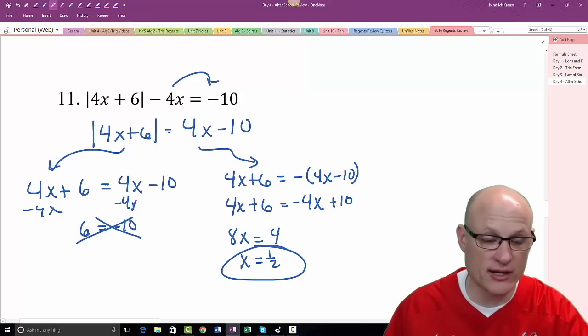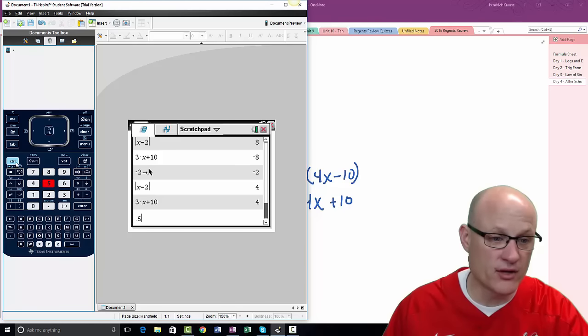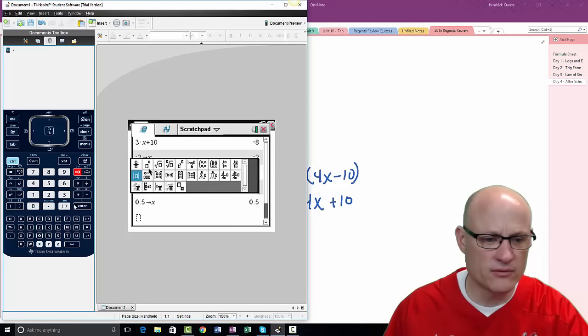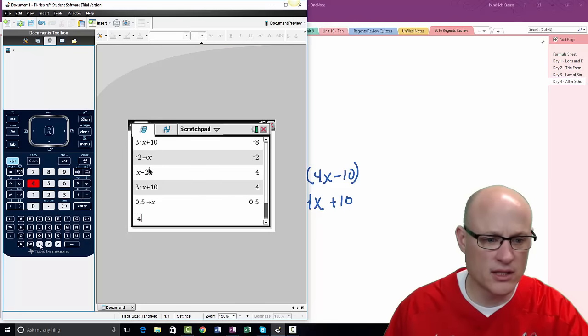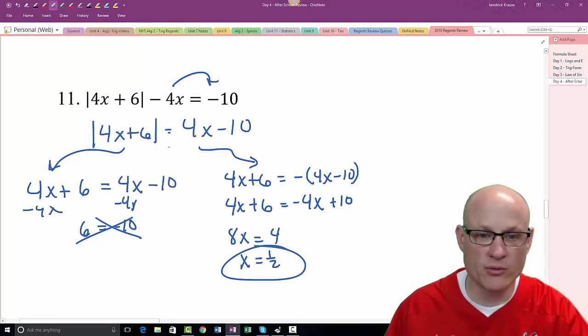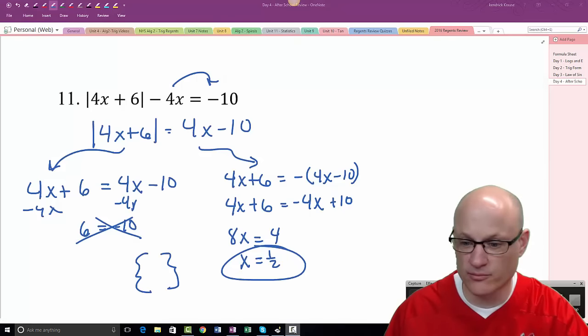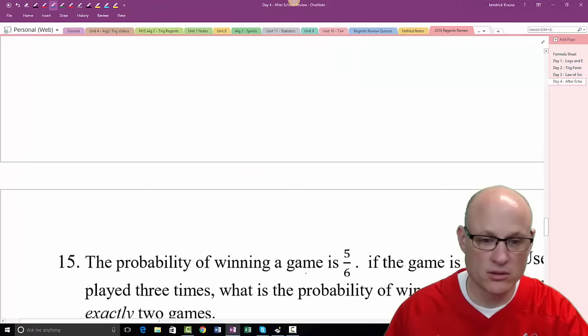Maybe that's an answer. I'm going to check. So I'll take 0.5 and I'll store it into x. And then I'll type in the left side, absolute value of 4x plus 6, minus 4x. And it equals 6. And we want it to equal negative 10. So apparently either I'm crazy or there's no solution. All right, I got time for one more.